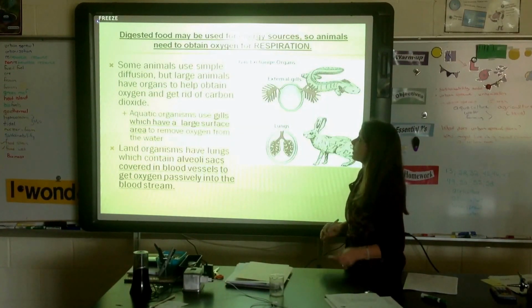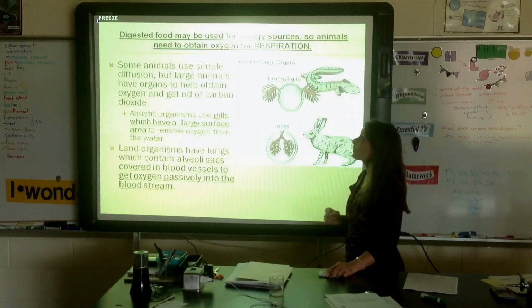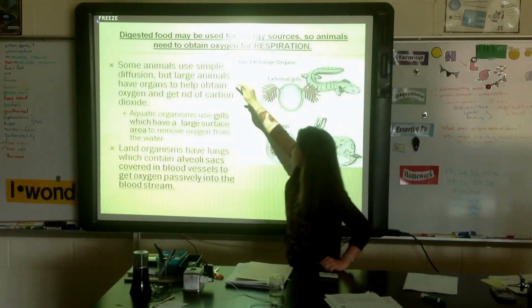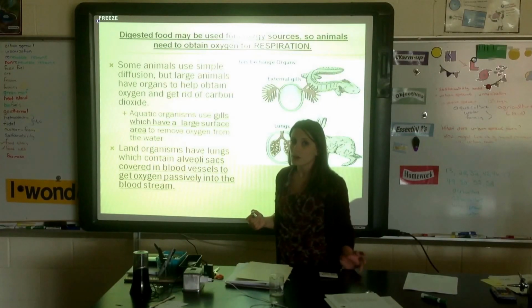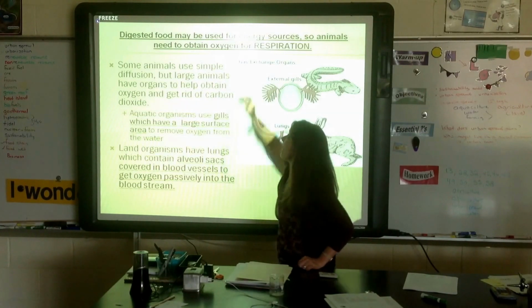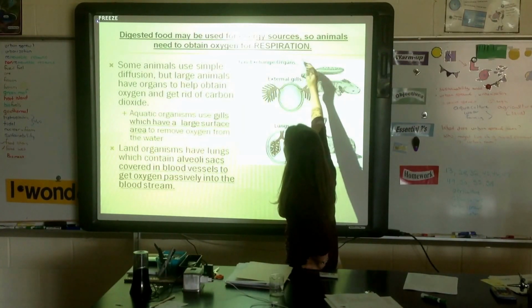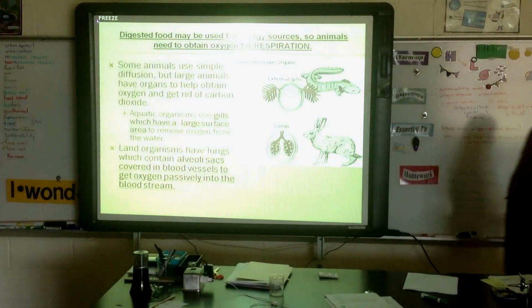Once we have digested food, some of that food is going to be used for respiration. Digested food may be used for energy, and that's during cellular respiration. But in order for cellular respiration to happen, we have to have oxygen. So we have what are called respiratory systems, which help us collect oxygen.